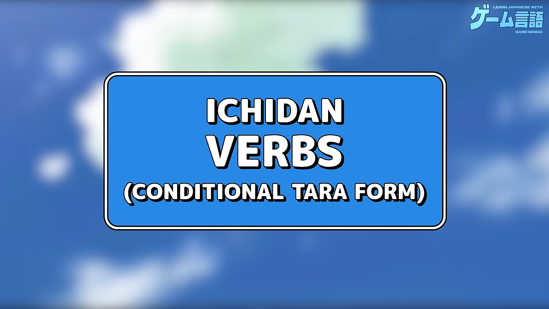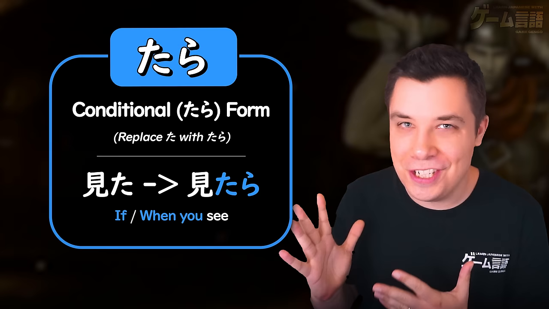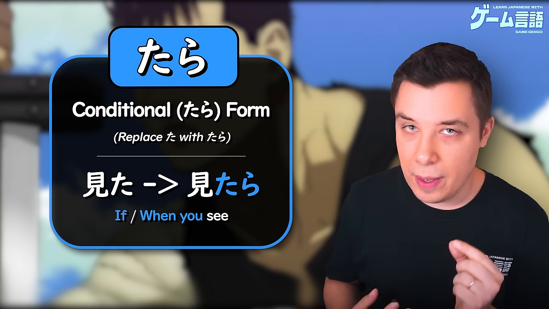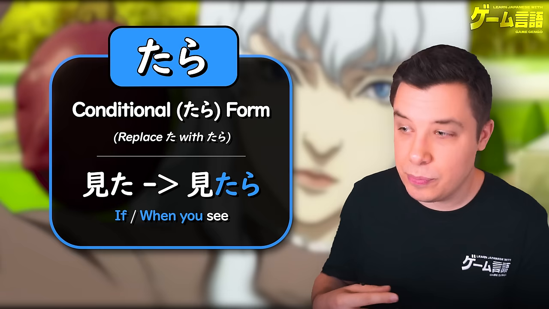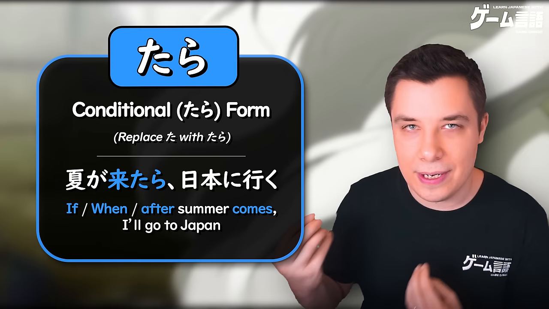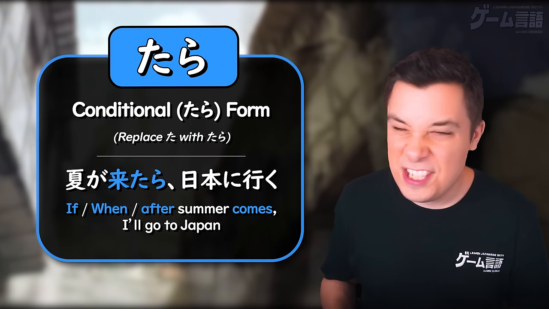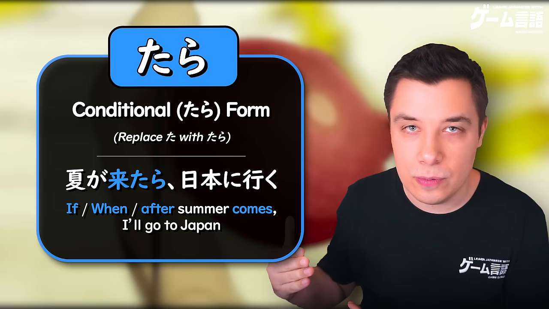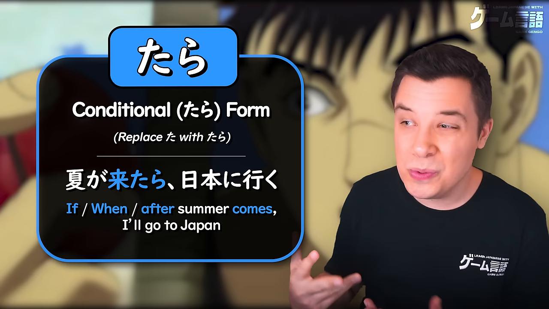And we actually have another conditional form here with the tara form. This can be used in the same way as what we saw previously with the ba form for if or when. But the tara form can also be used to express after. So like for example this sentence, natsu ga kitara nihon ni iku. This could be both translated as if summer comes, I will go to Japan, or when summer comes, I will go to Japan, or even after summer comes, I will go to Japan. Generally speaking, the ba form is just used for hypotheticals, but the tara form can both be used for hypotheticals and actual conditions. Remember that summer coming isn't really a hypothetical situation, it's something that will happen.